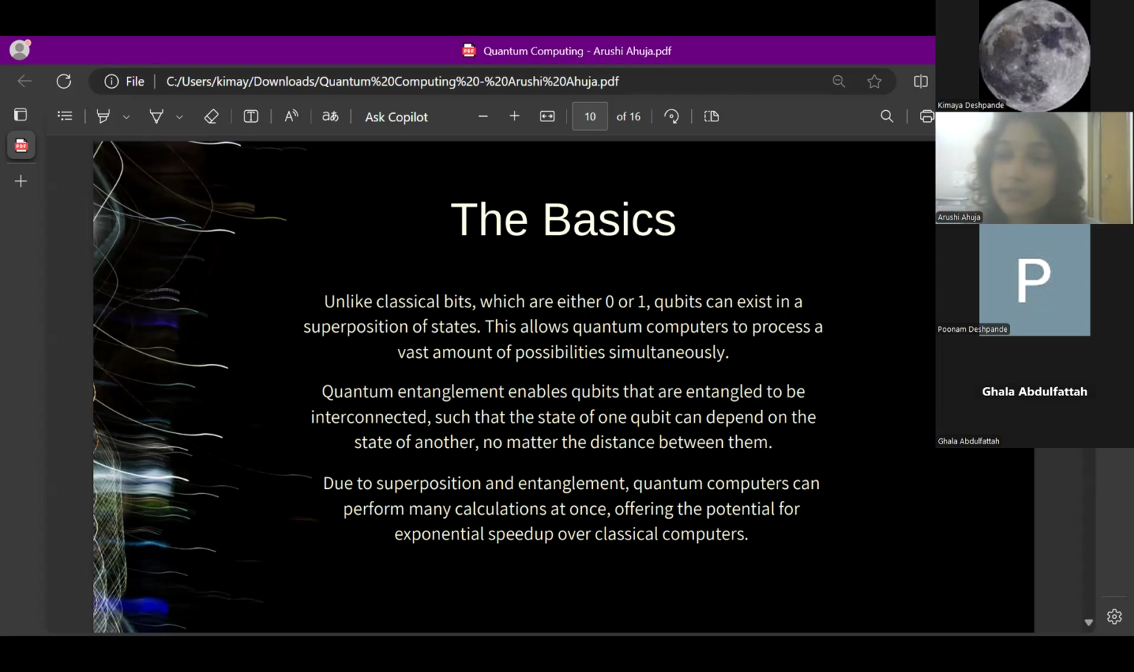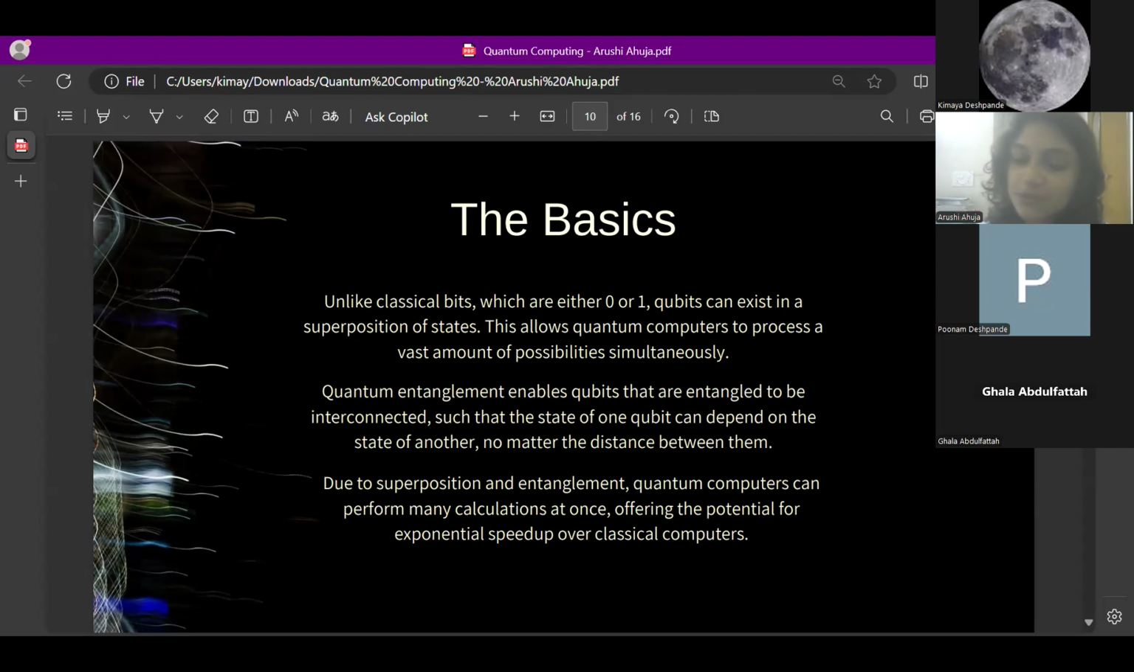So now what is entanglement? Entanglement is basically linking two different qubits together so that when you make a change in one qubit, the same change occurs in the other qubit too. Now, as it's written on the slide, entanglement enables qubits to be interconnected such that the state of one qubit can depend on the state of another, no matter the distance between them.